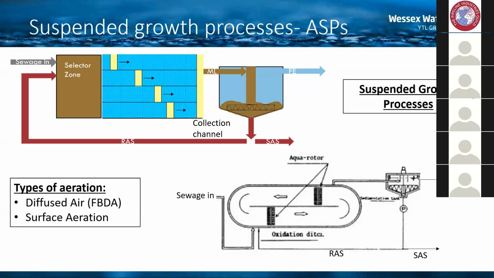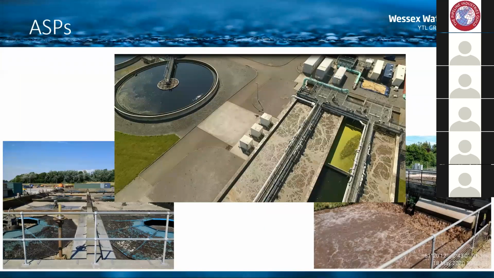So again, the sewage comes in, it mixes with return activated sludge, which are the existing bugs, spends time in the oxidation ditch, and then weirs out into a final settlement tank where we separate out the bacteria and the clear treated effluent.